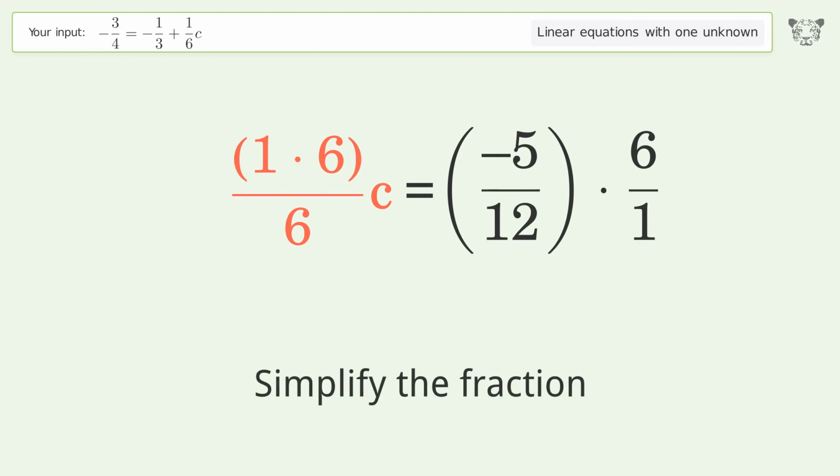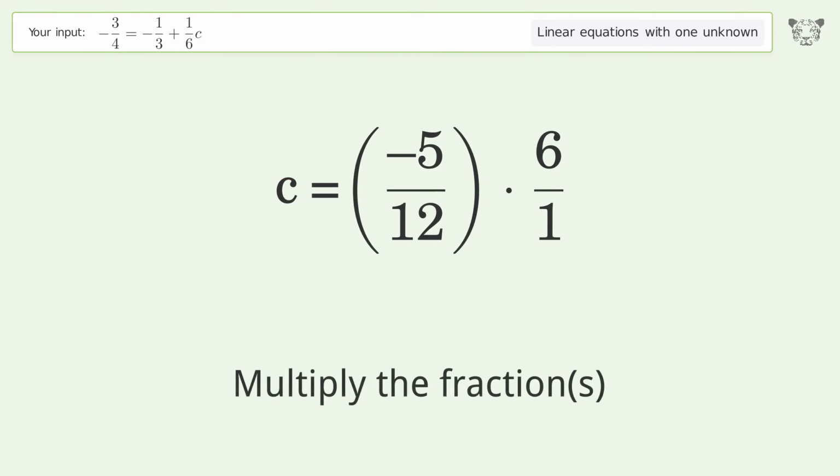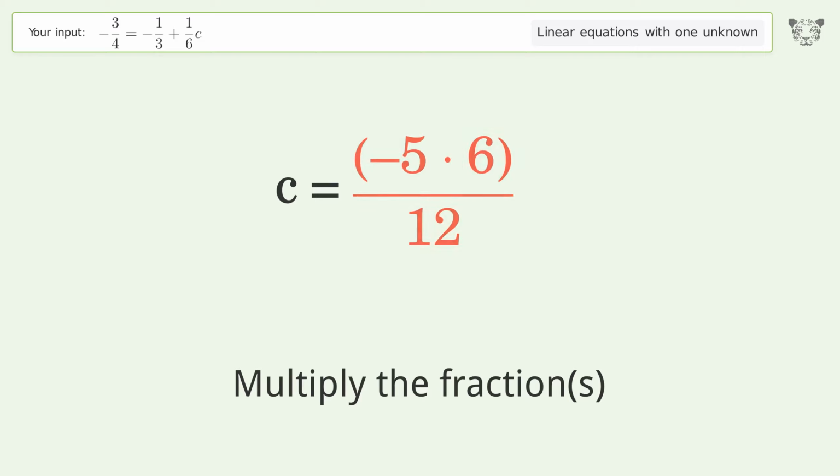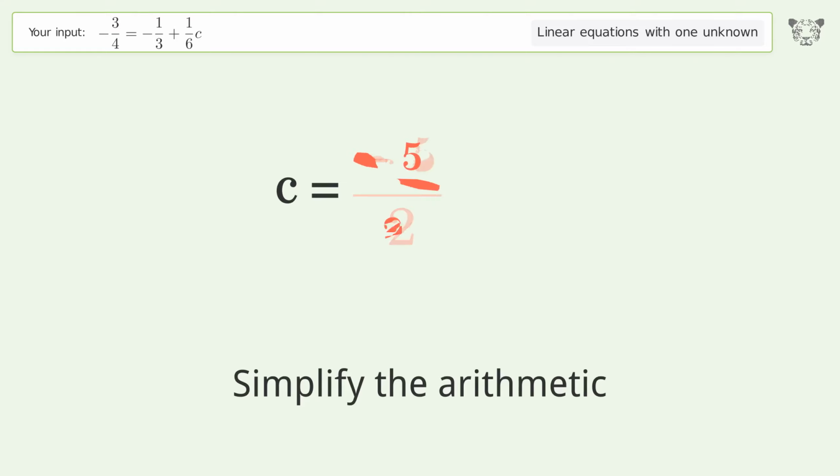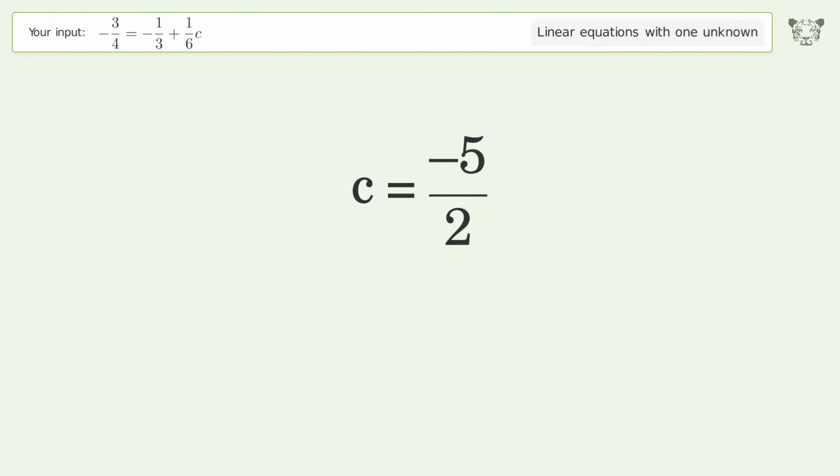Simplify the fraction. Multiply the fractions. Simplify the arithmetic. And so the final result is c equals -5/2.